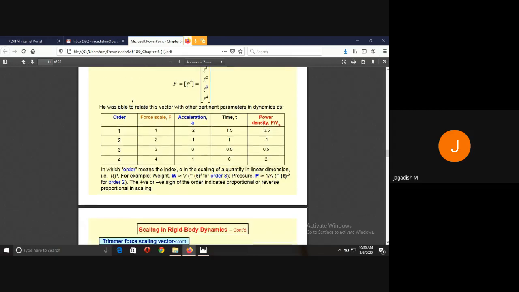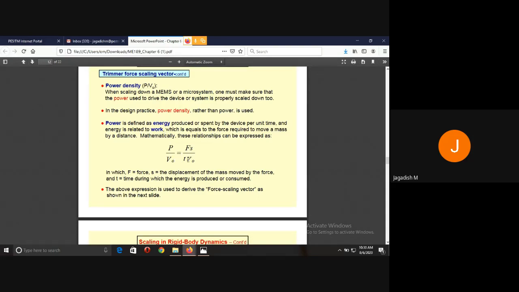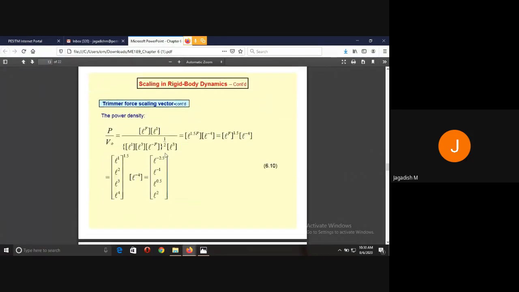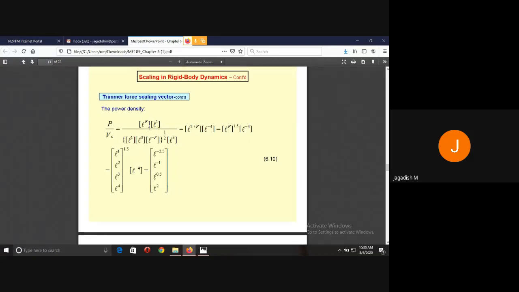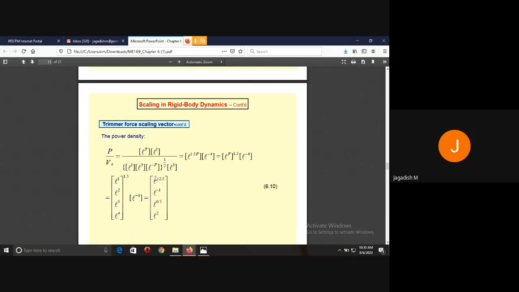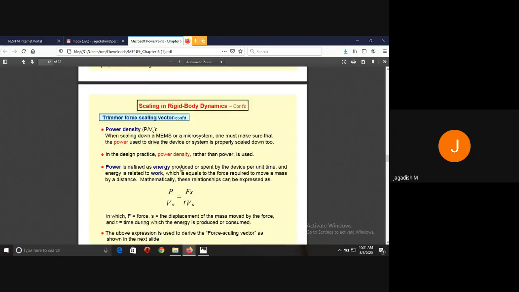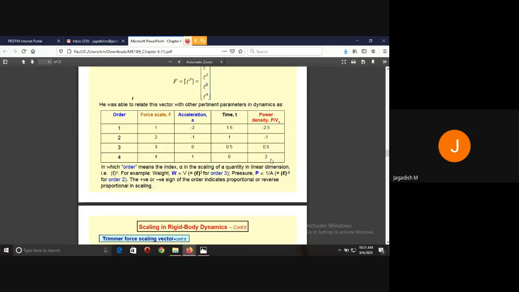So they have solved it for power density, that is P by V naught. P by V naught can be expressed as F into S by T into V naught. So what is F? L to the power F into L power 1 divided by this T into V naught can be expressed like this. Finally, if you substitute, you will get this expression. So you'll have L to the power minus 2.5, minus 1.5 and 2. So these are the exponents. Now these exponents you need to substitute here, minus 2.5, minus 1.5 and 3. So if this is a third order, you are referring to all these parameters in the third order.